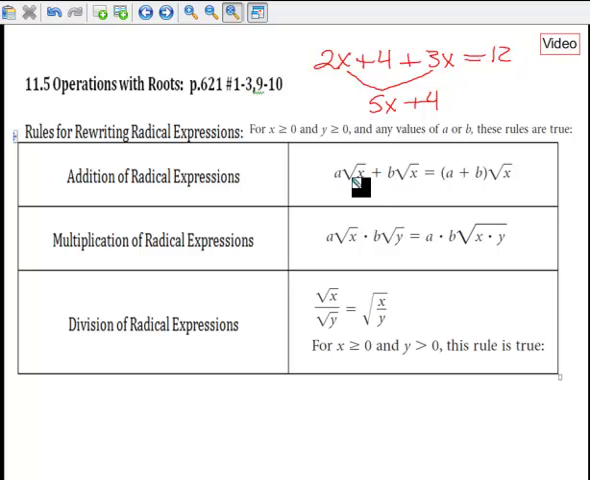So a times the square root of x plus b times the square root of x is just going to be a plus b times the square root of x. You can add out in front.